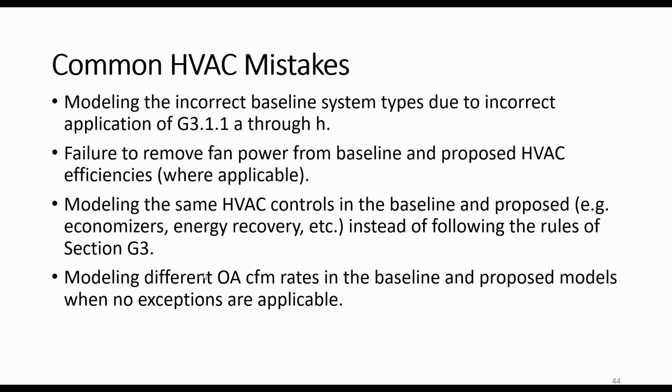Modeling the same controls on the baseline and the proposed instead of following the rules of Appendix G. This is automated in the compliance form to reduce this issue. And then finally, modeling different outside air CFM rates in the baseline and proposed model when there are no exceptions. So there are limited exceptions where this is okay. But we see this a lot when none are applicable. You need to provide information about this in the compliance form. So you need to select whether there's a reason for modeling different ones. And this will help reduce this issue and error.